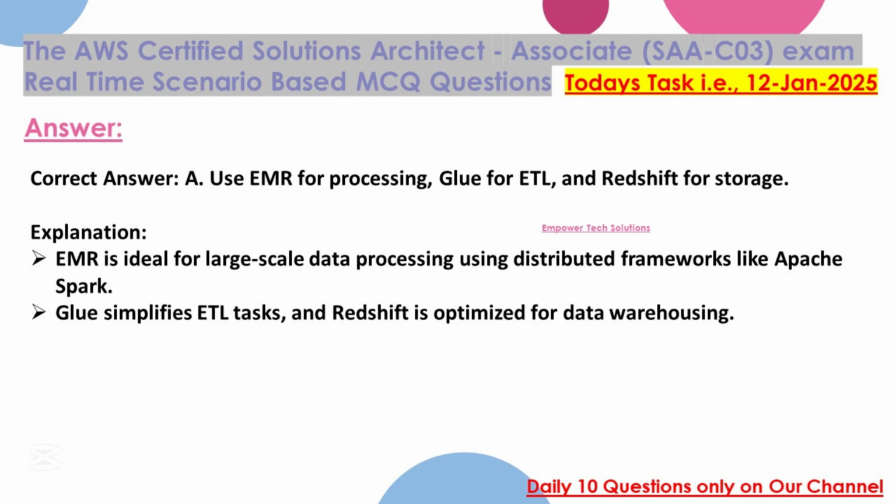Correct answer: A. Use EMR for processing, Glue for ETL, and Redshift for storage. Explanation: EMR is ideal for large-scale data processing using distributed frameworks like Apache Spark. Glue simplifies ETL tasks, and Redshift is optimized for data warehousing.